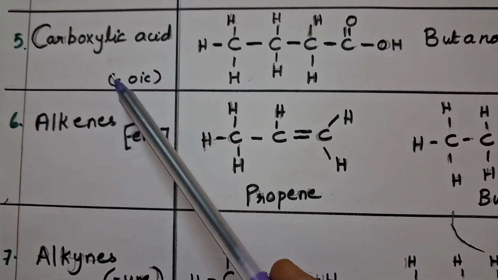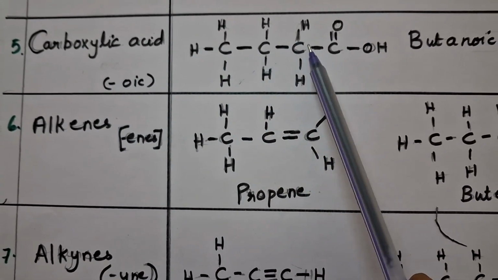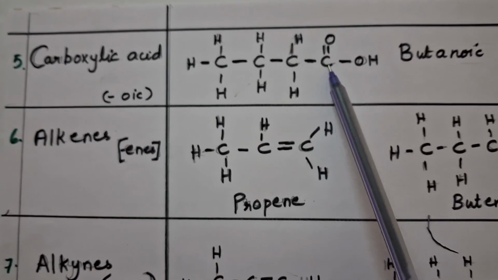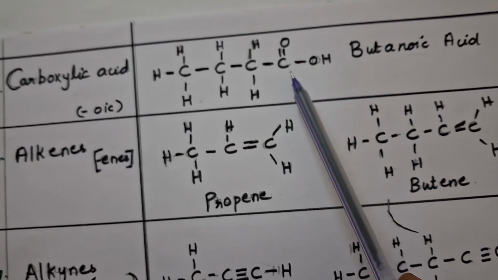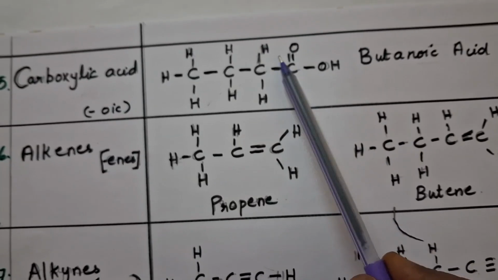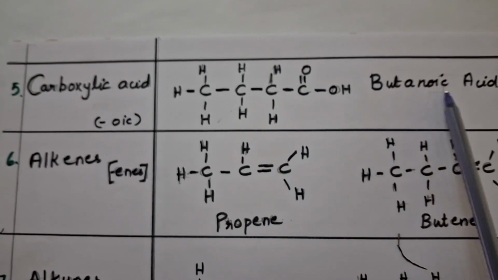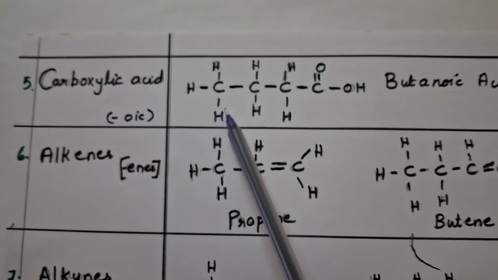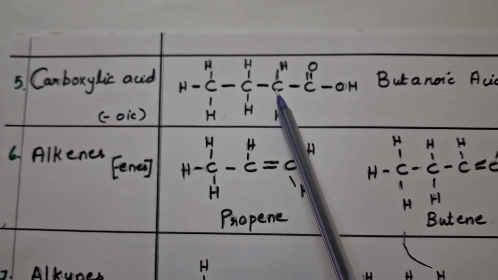Next, the carboxylic acid. In the case of carboxylic acid, meth, eth, prop, but. Here you will get it as butanoic acid. So you have an OH also and a double bond O is there. That is the indication. In this way you have to name. So how does your question come? The question they may give is the structure, and you name the compound.